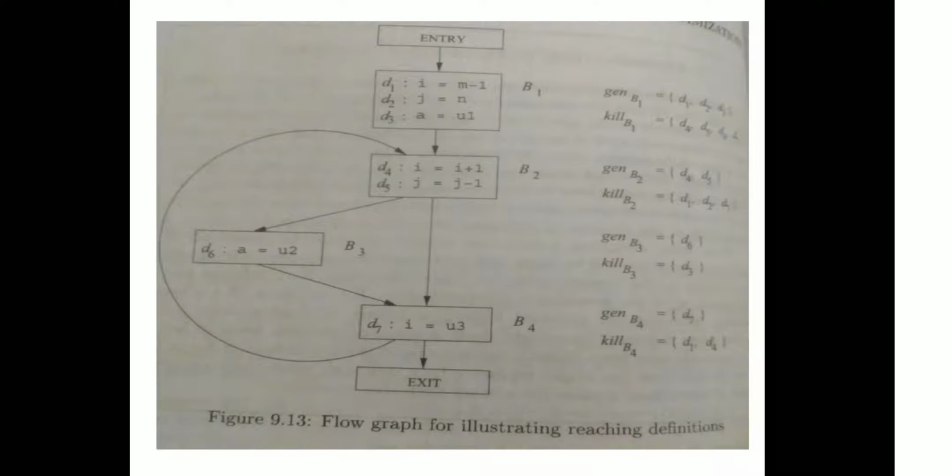Okay, now the basic block B2 generates D4 and D5. So I and J are killed, so D7 has a kill. Okay, if there are loops, then D1 and D2 again have I and J going to be killed. So likewise we are generating the definitions, so reaching definitions over here.